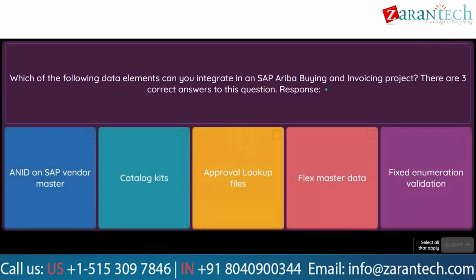Question: Which of the following data elements can you integrate in an SAP Ariba buying and invoicing project? There are 3 correct answers to this question. Response: Option 1, ANID on SAP Vendor Master. Option 2, Catalog Kits. Option 3, Approval Lookup Files. Option 4, Flex Master Data. Option 5, Fixed Enumeration Validation.